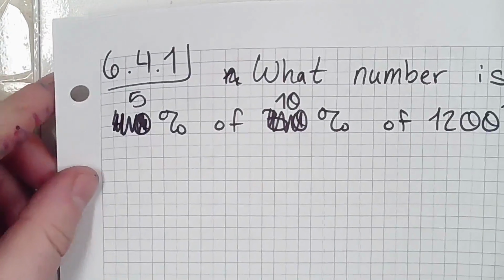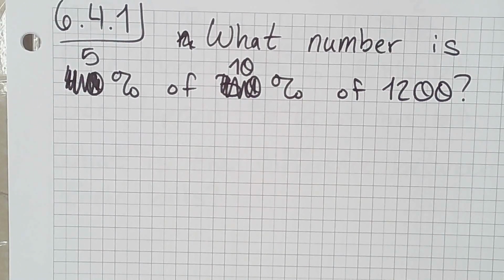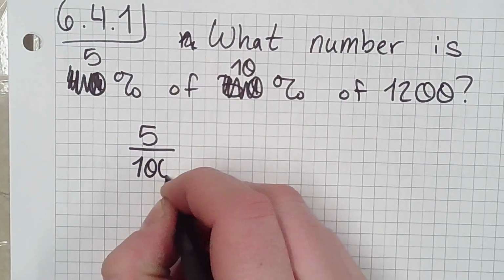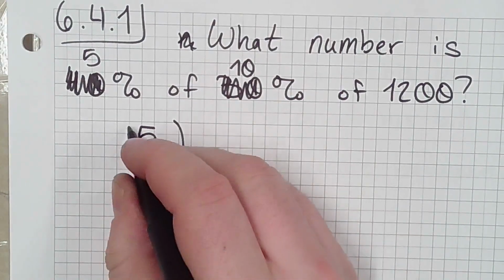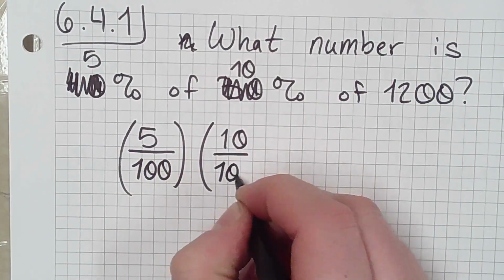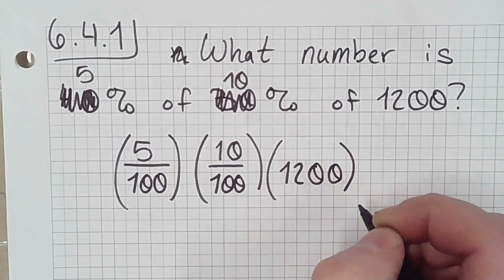641. What number is 5% of 10% of 1,200? Well, you know percent means per 100. And you know of means multiply. So we're going to take 5% of 10% of, that's another multiply, 1,200.